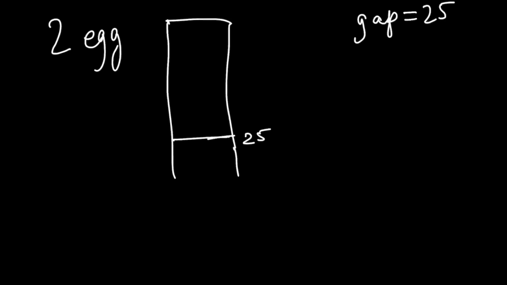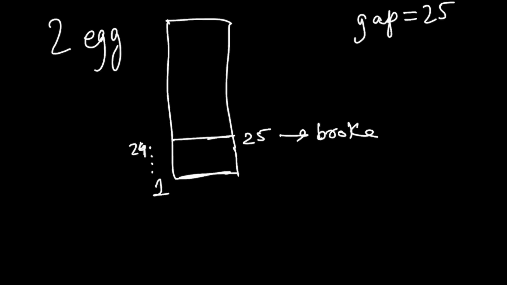Now, what happens is, if my egg breaks, then I'll have to start from floor number 1 and go all the way up to floor 24. And why am I doing this? This is because since it broke on floor 25, the value of x is either 24 or less than that, right? So I'll start by 1.